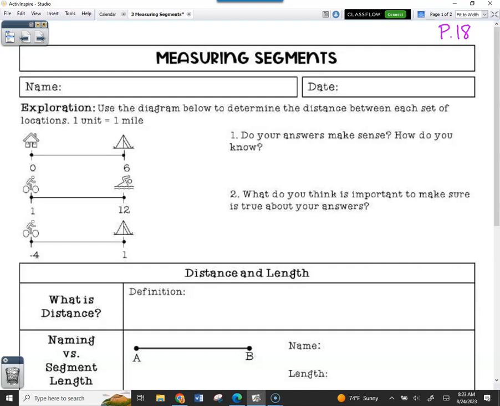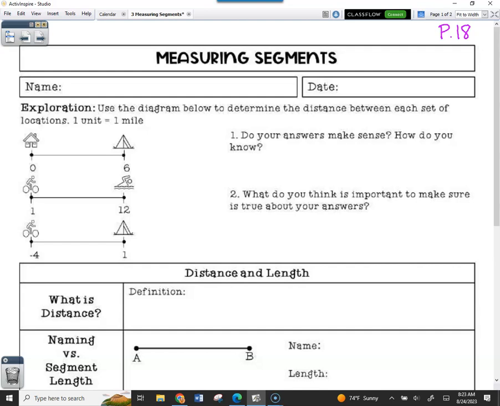We do need to at first though learn what is a segment, how do you name it, how do you write it, what does it mean if you have congruent segments, what does it mean if you have a segment bisector. So that's what the front of the paper is for.